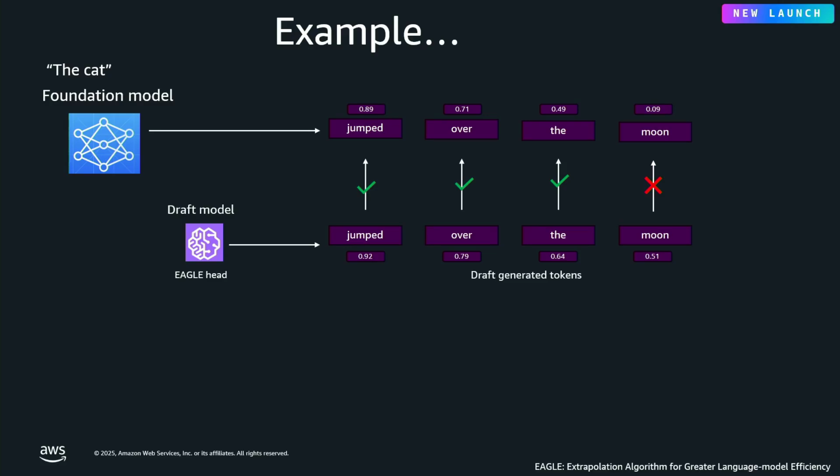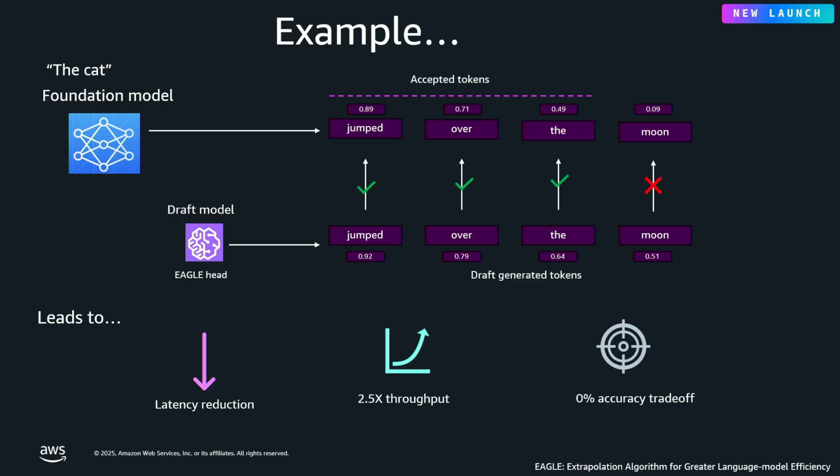This is Eagle 2. Eagle 3 makes it even cooler. The Eagle 3 draft model generates multiple variants of the tokens. It can say jumped over the moon, climbed over the bed, hopped over the fence, whatever, all together at the same time. And the foundation model evaluates all of these together and selects the best and gives you the throughput increase. So last but not least, it leads to latency reduction. We have seen in our tests 2.5x throughput, and there is no trade-off in your accuracy.